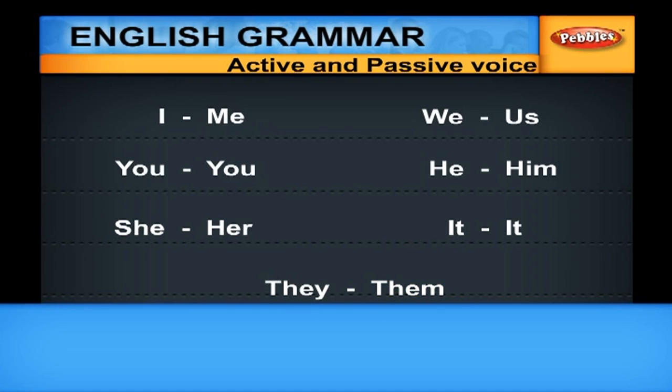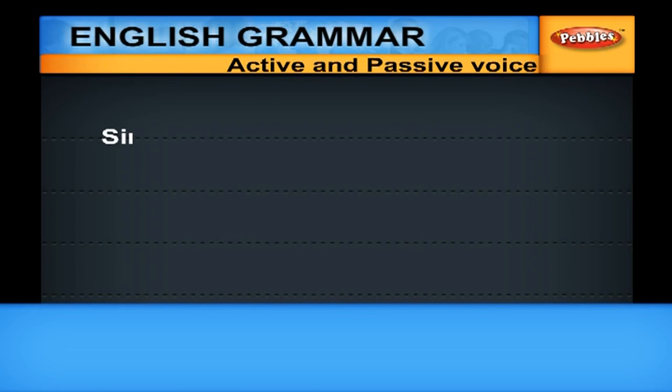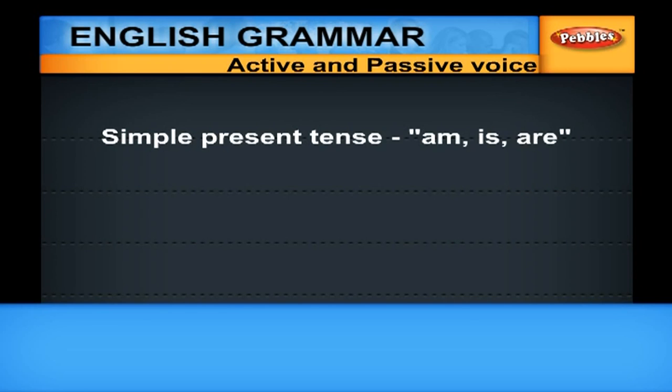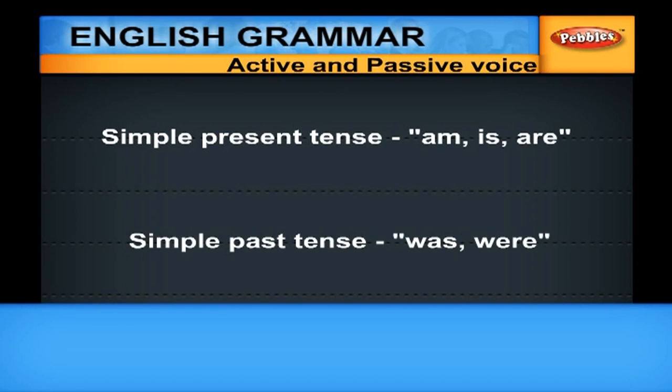Let us first begin with the sentences which have simple present tense or simple past tense as the main verb in the active sentence. The helping verbs of simple present tense or simple past tense will be forms of the verb be. Am, is, are, if it is in the simple present tense. Was and were, if it is in the simple past tense. The choice of be form is decided by the subject. You have to take into consideration whether the subject is singular or plural.